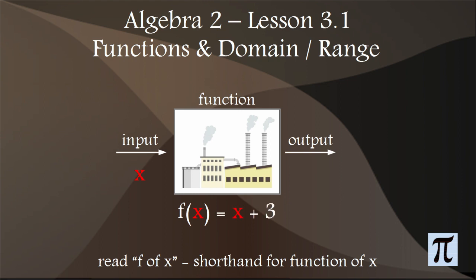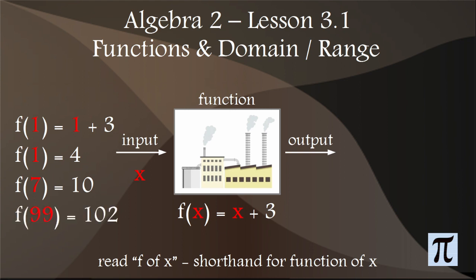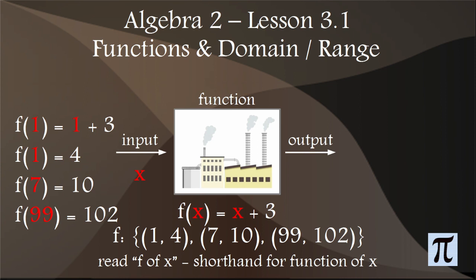So let's say that f of x is equal to x plus 3. We can ask ourselves what happens with different inputs. So what is f of 1? Well, we replace the x in the function with that input of 1. So f of 1 is equal to 1 plus 3. So f of 1 is 4. Just like f of 7 would be 10 because we add 3 to the input, and f of 99 would be 102, again, because we're adding 3 to the input to get the output. We could summarize this function like this, with three ordered pairs, surrounded by the squiggly brackets.